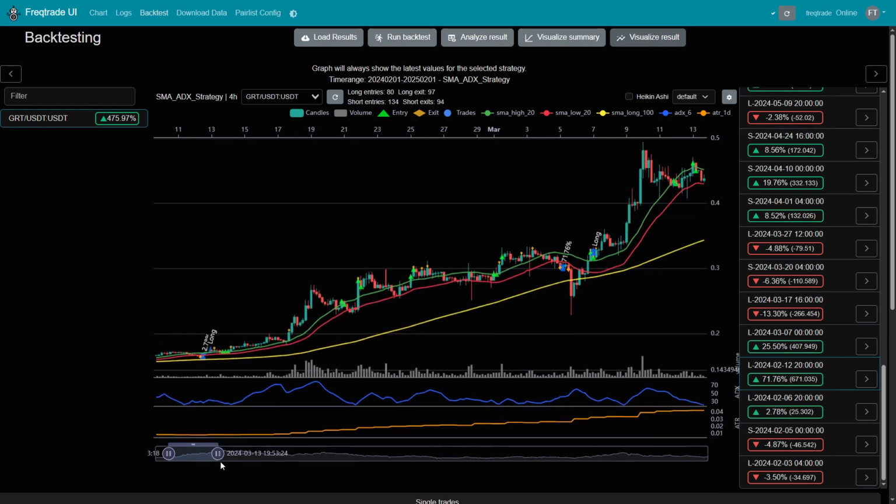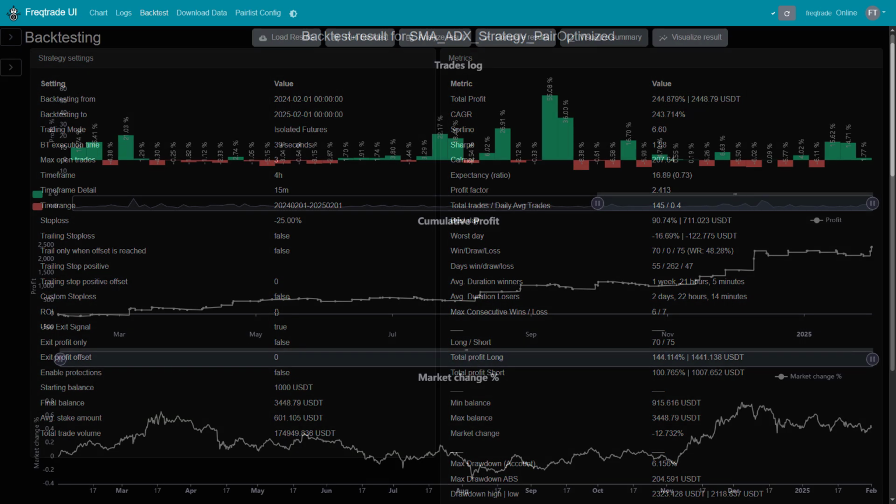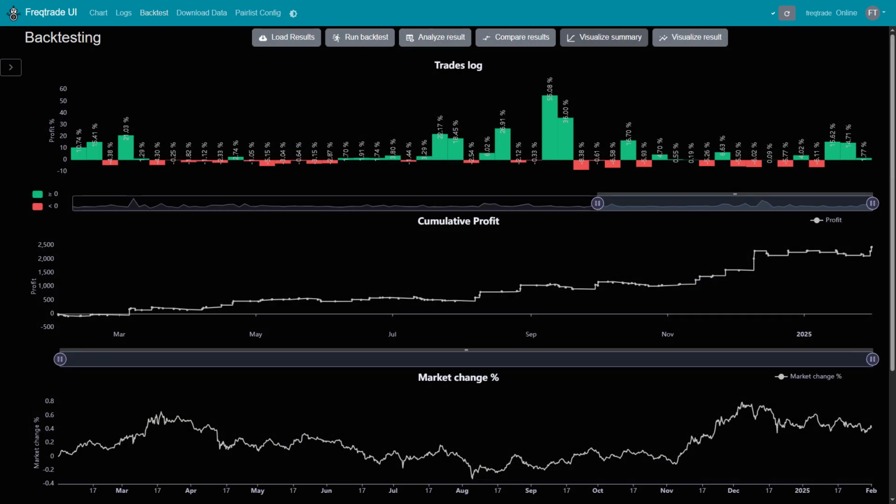If you'd like to explore this strategy further, check out the link in the description below. I've also developed a pair-optimized version of this strategy. This version allows multiple trading pairs to run within a single setup, each using its own optimized parameters for better performance. It helps diversify risk and reduce maximum drawdown.